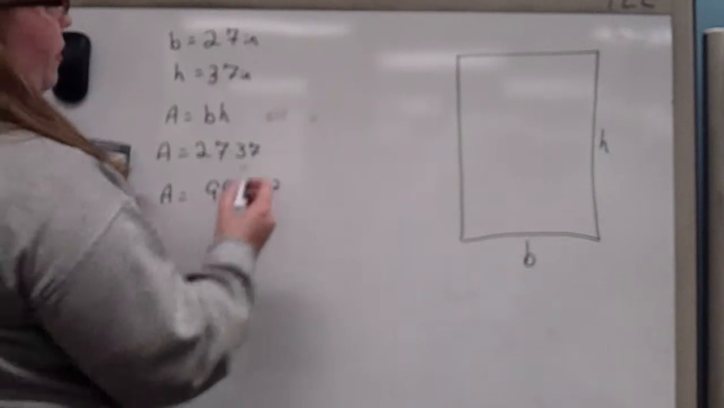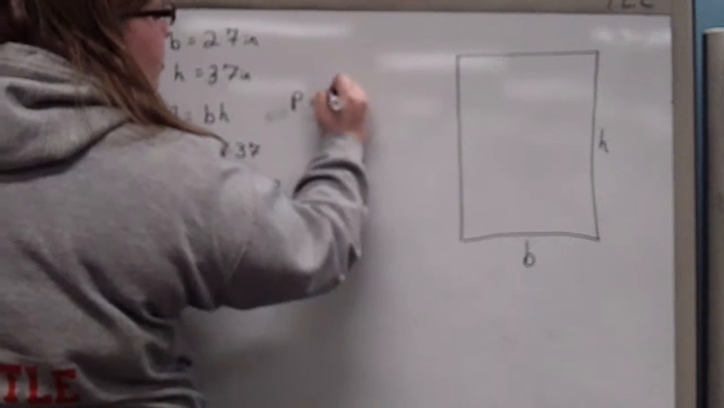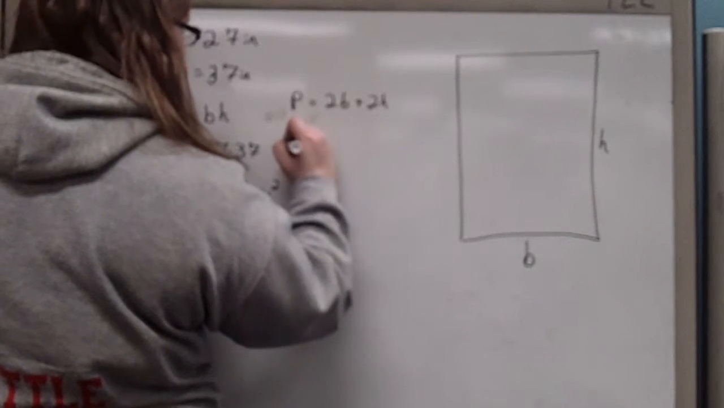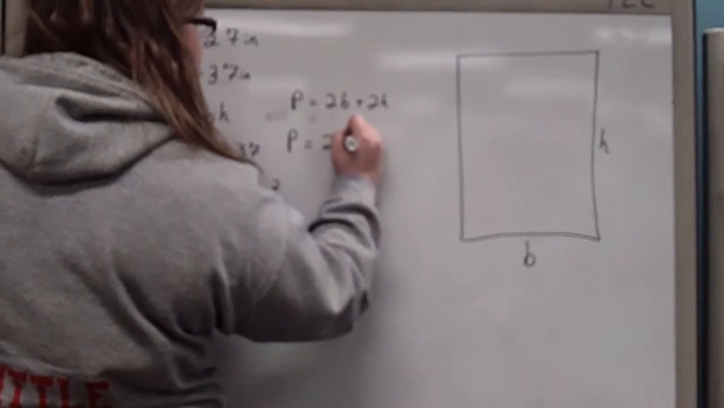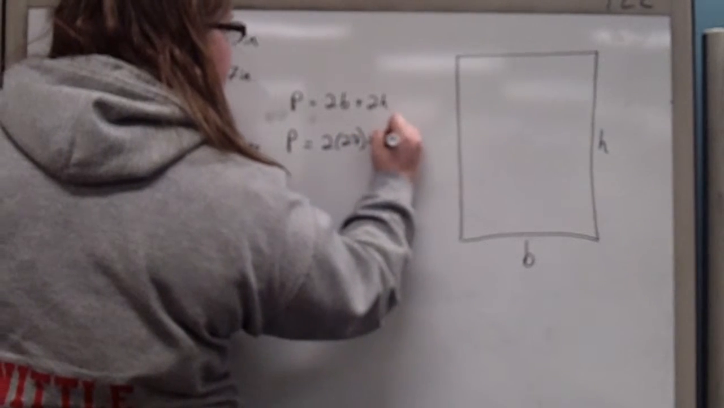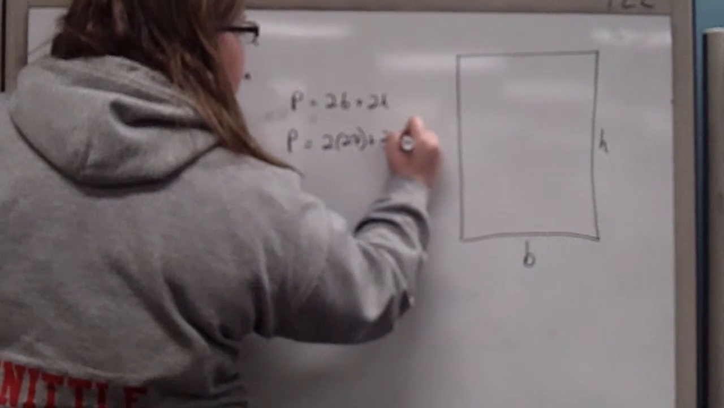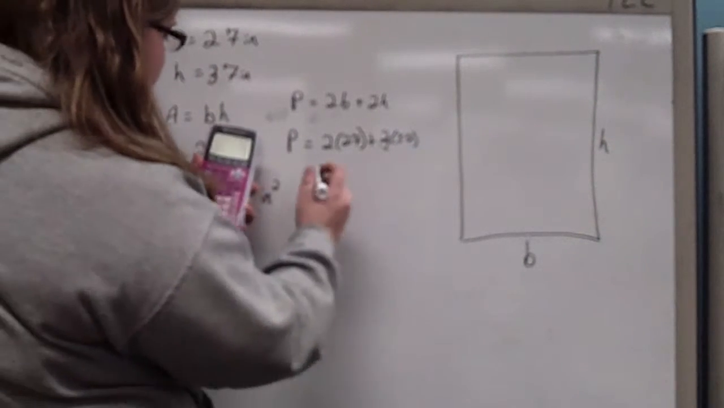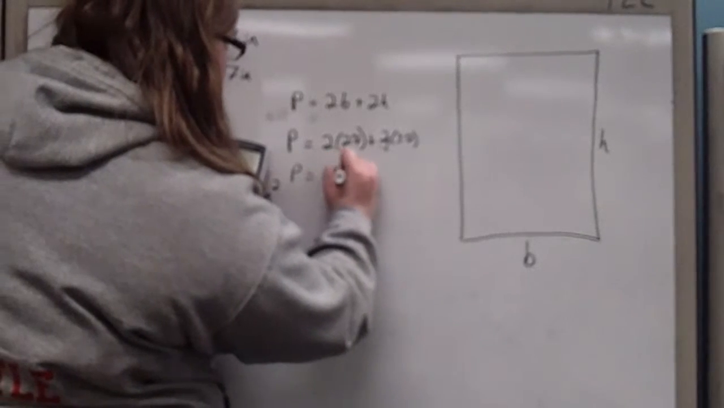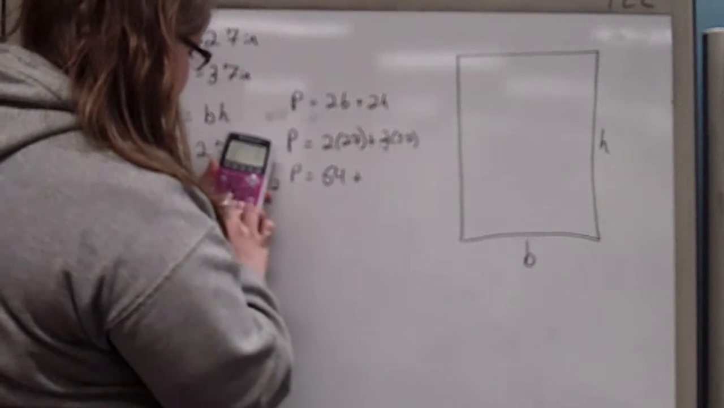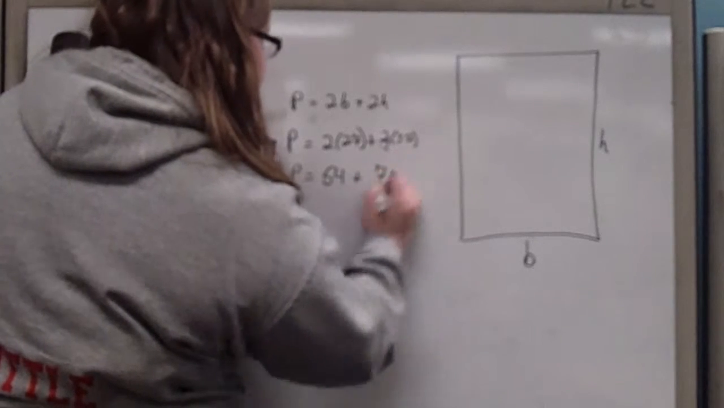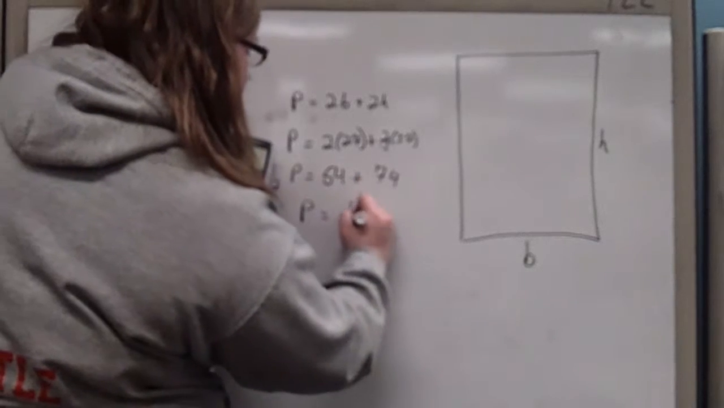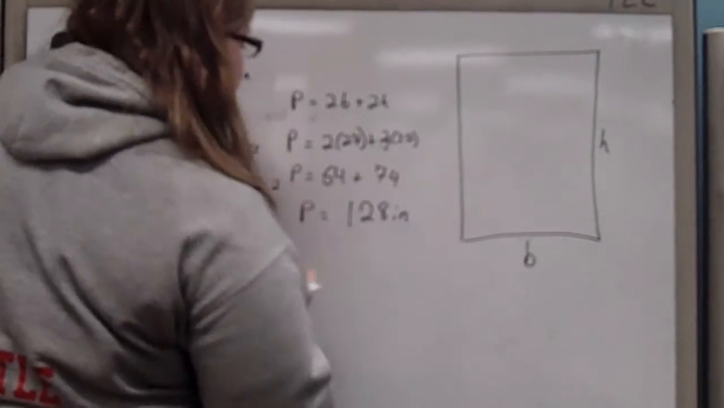We can then do the perimeter, which is P equals 2 base plus 2 height. So we can plug those in. So P equals 2 times 27 plus 2 times 37, which I can do on my calculator. 2 times 27 is 54 plus 2 times 37, 74. Add them together to get 128 inches as our perimeter.